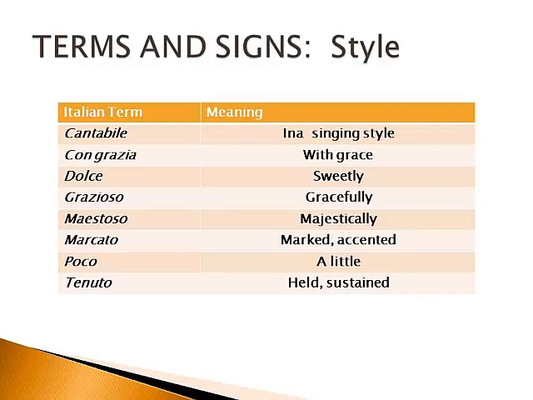Maestoso is majestically, and again, if you look at the word, you can see how it looks majestic. Marcato is marked or accented, and poco is little, a little, like poco ritardando would be slow down a little bit, or poco diminuendo, gradually become quieter. Tenuto means held or sustained.